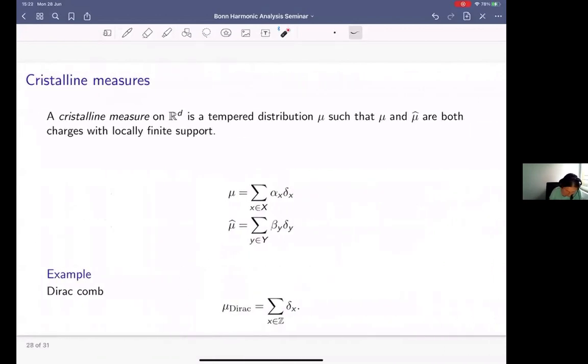And here's the most famous example of a crystalline measure, the Dirac comb. If we take the lattice Z and put a delta function into each point of the lattice Z, then we know that the Fourier transform of the Dirac comb will be a Dirac comb again. So it will satisfy this condition.